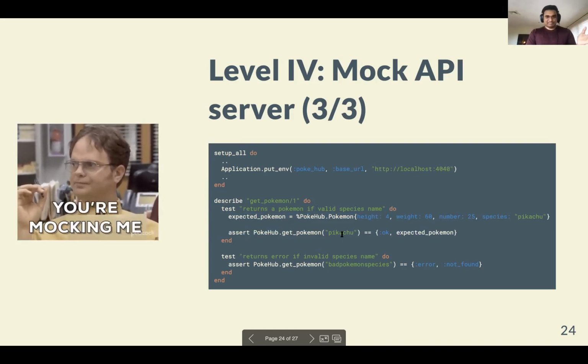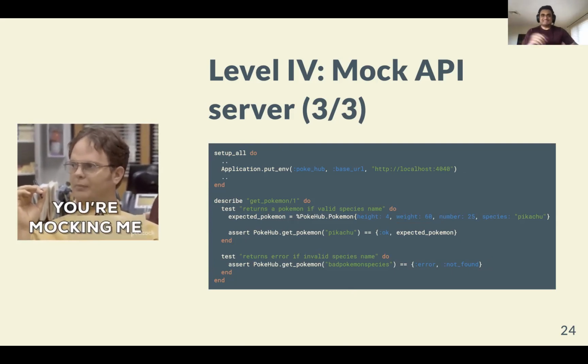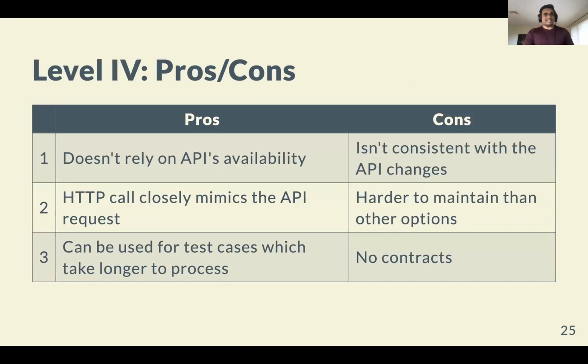Great. And you can just make a request, because now all your requests go to that API server. When it's Pikachu, you get a 200 OK and Pokemon. And if it's anything else, you get a 404 Not Found. So yeah, this is another way you can test your mock API.